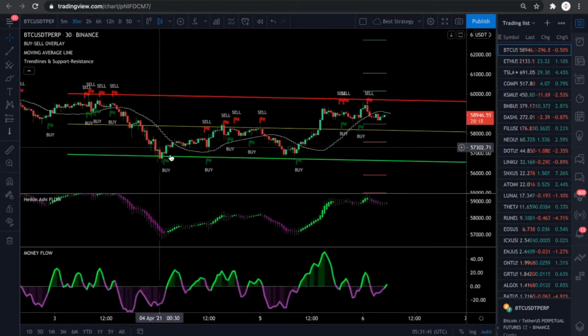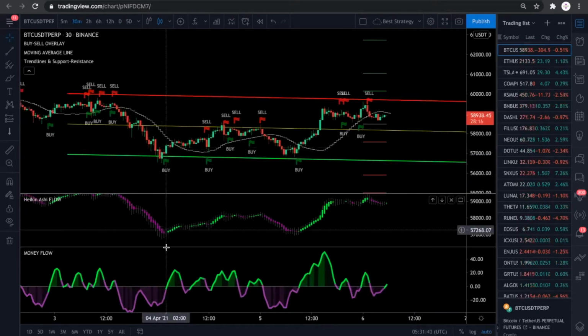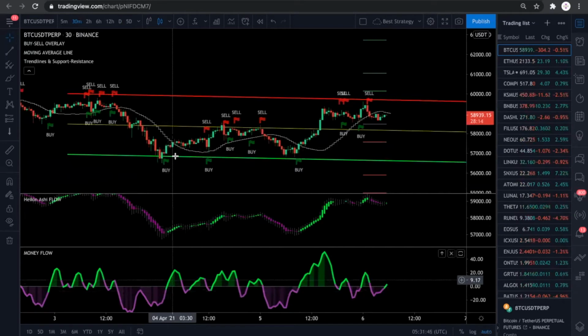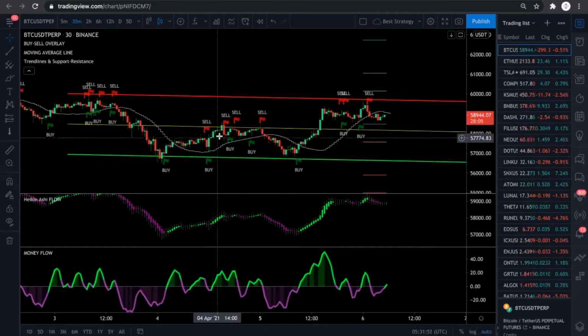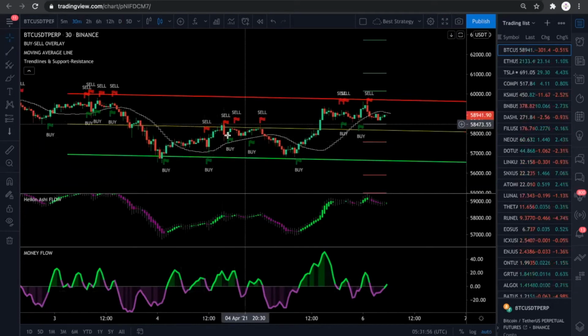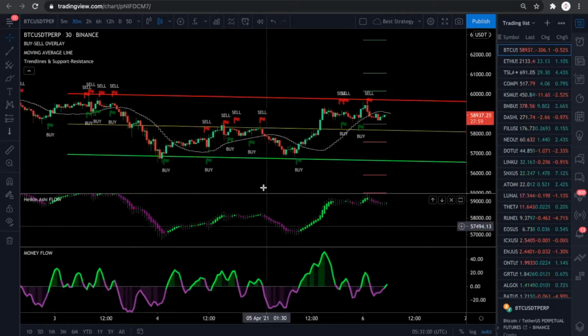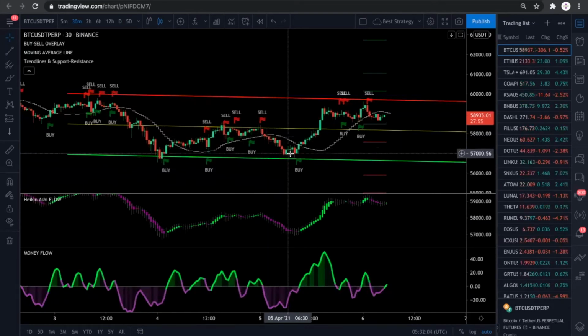As you can see here, we found support. Heiken Ashi turned green. Money flow turned positive. And we start trailing sideways. For as long as you know that you're above the moving average, things are looking good. Hit some resistance coming up to this yellow trend line. Heiken Ashi turned purple. We moved under the moving average line, come all the way back down.